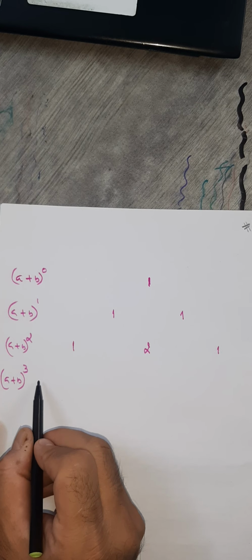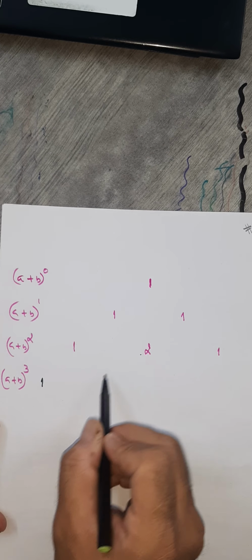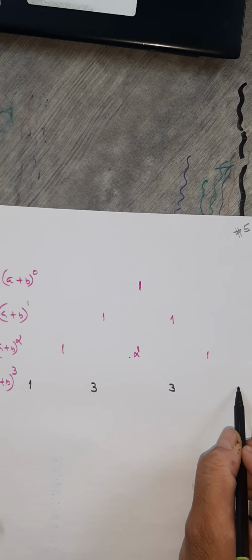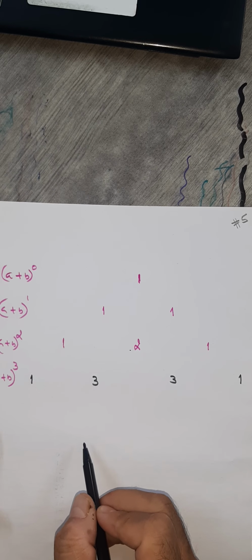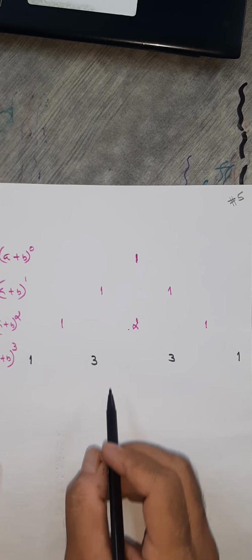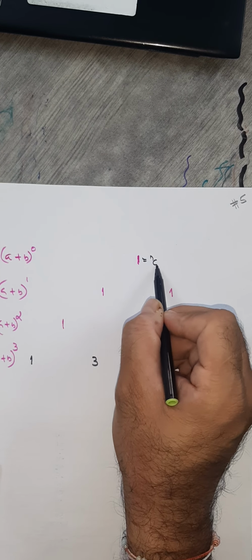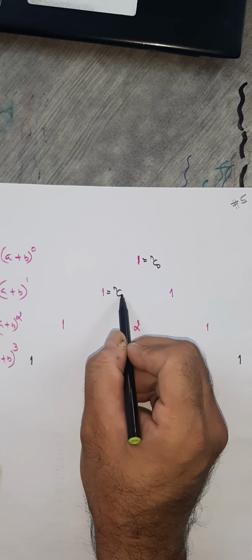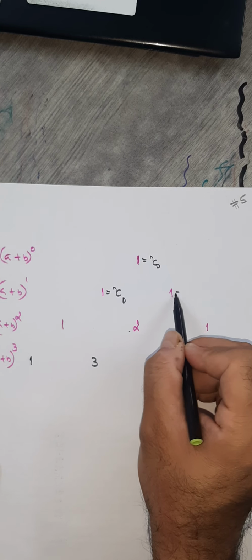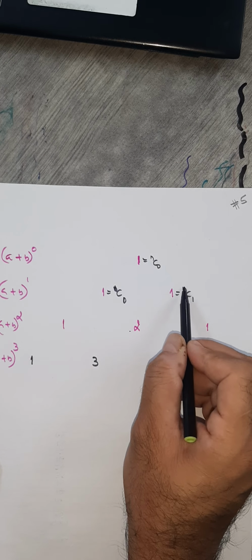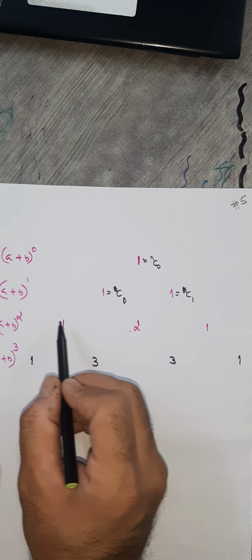Expand (a + b) whole cube, and you will realize the coefficients are 1, 3, 3, 1. So this is like a triangle. You see, this is just nC0, and this is nC1, sorry, nC0, nC1. Here n means 1, remember, and here 1.